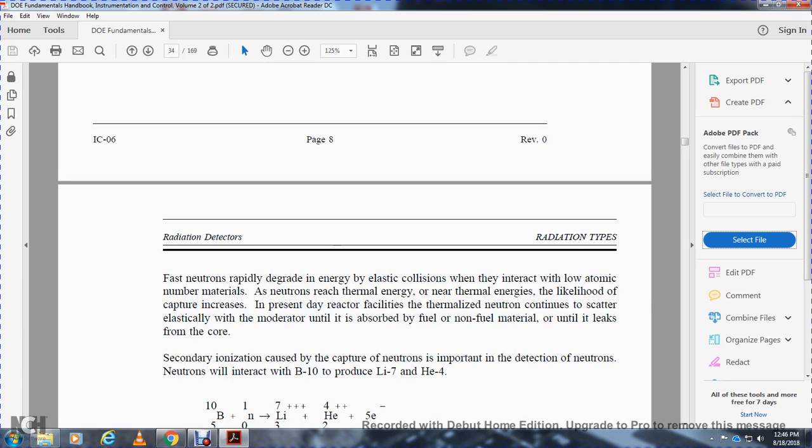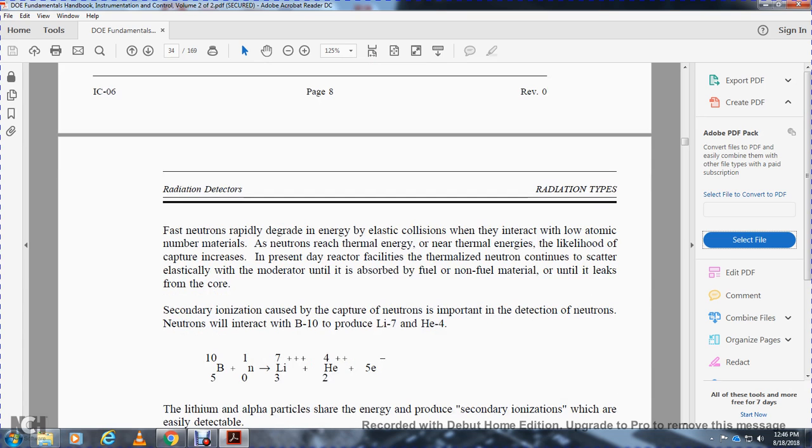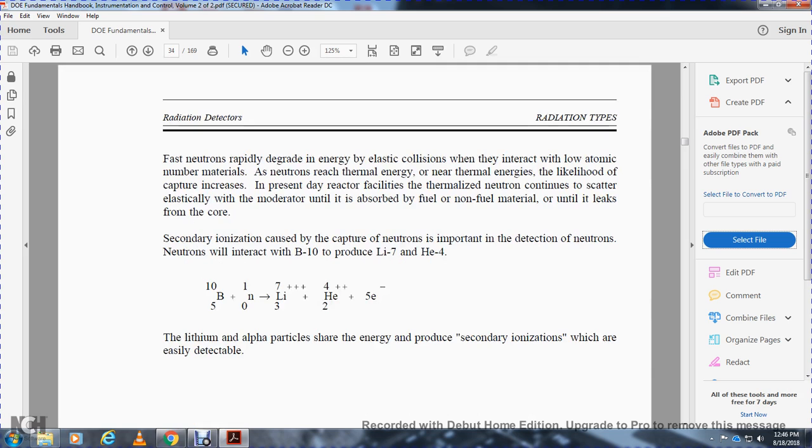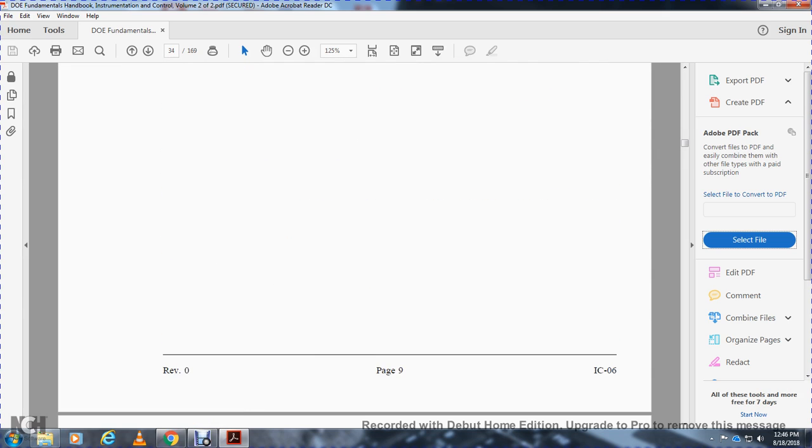Neutrons continue to scatter elastically off the moderator until they are absorbed by the fuel or non-fuel material, or until they leak from the core. Secondary ionization caused by the capture of neutrons is important for the detection of neutrons. Neutrons will interact with B-10 to produce lithium-7 and helium-4. The lithium and alpha particles share the energy, producing secondary ionization, where it is easily detected.